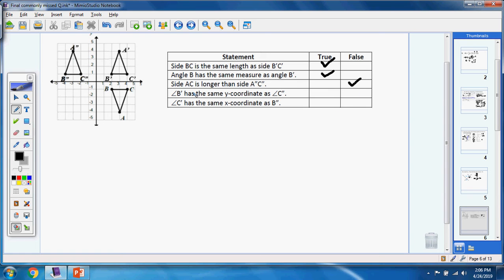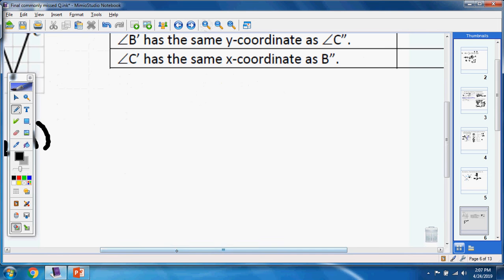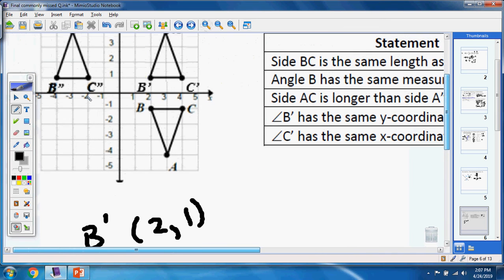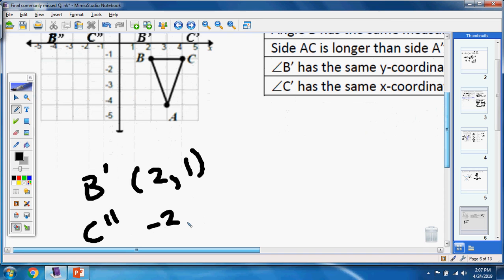Angle B prime has the same y coordinate as C double prime. So let's see. Angle B prime is right here, and that's going to be a y coordinate of 1. So B prime is the coordinate of, let's see, that's going to be 2, 1. And C double prime, that is left 1, 2, up 1. So C double prime is negative 2, 1. So yeah, if you notice, they have the exact same y coordinate.